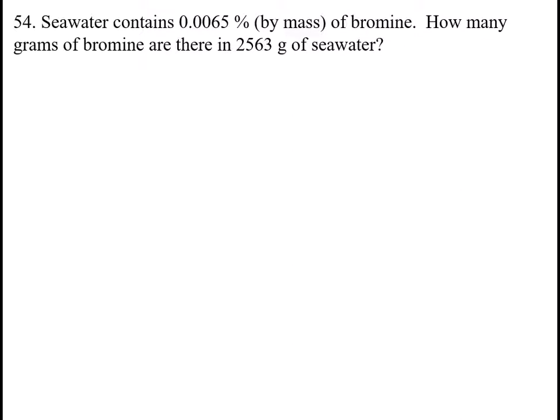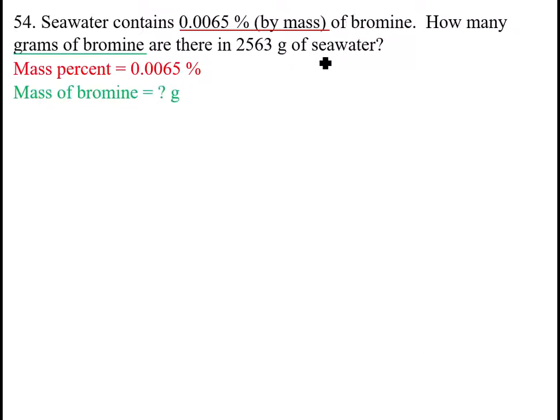Okay, this one's a slightly different one. This one says seawater contains 0.0065% by mass of bromine. There are all kinds of different percentages, we're just doing by mass. How many grams of bromine are there in 2,563 grams of seawater? Again, I want to start out by writing down my numbers. The mass percent is 0.0065%. The next part is how many grams. So what am I looking for? I'm looking for the mass of bromine in grams. And then I have the 2,563 grams of seawater.